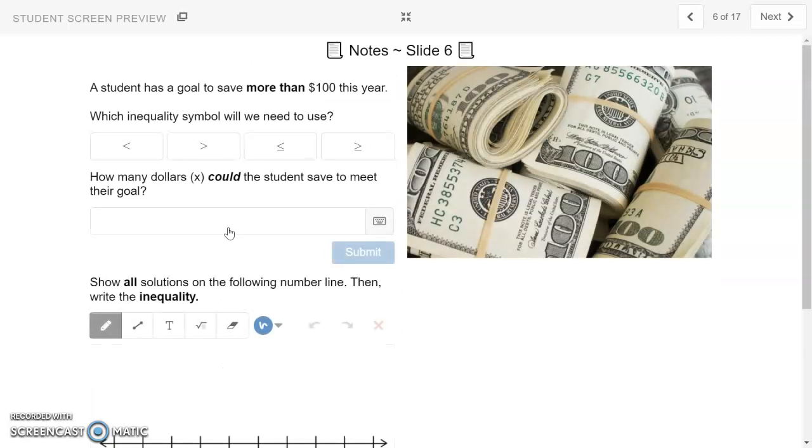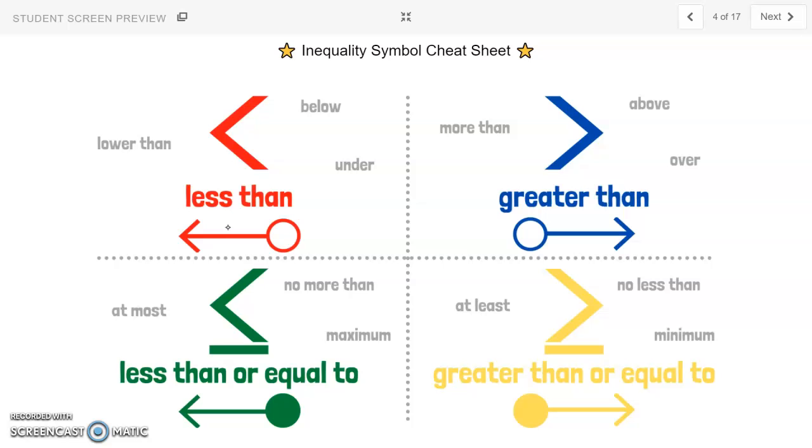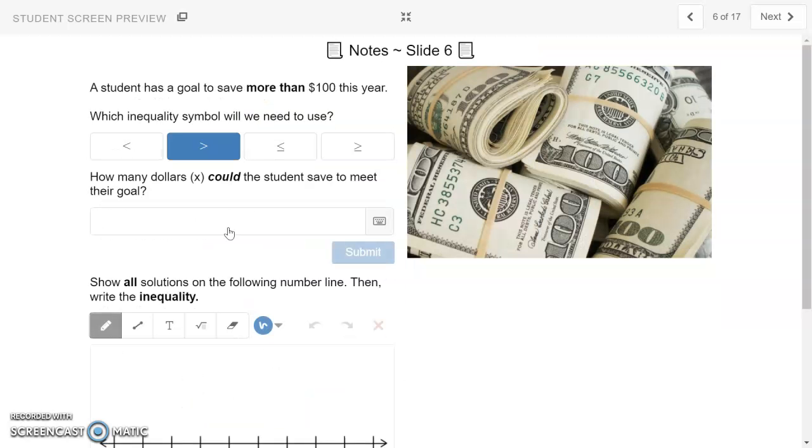All right, so if we look at slide 6, a student has a goal to save more than $100 this year. So if we go back to slide 4, more than is our greater than symbol, right? So let's talk about why isn't it greater than or equal to? Well, when we say more than $100, does that include 100? It doesn't, right? They want to save more than 100. So maybe 101, 102, 103, and so on. Those are all okay options, but 100 is not included.